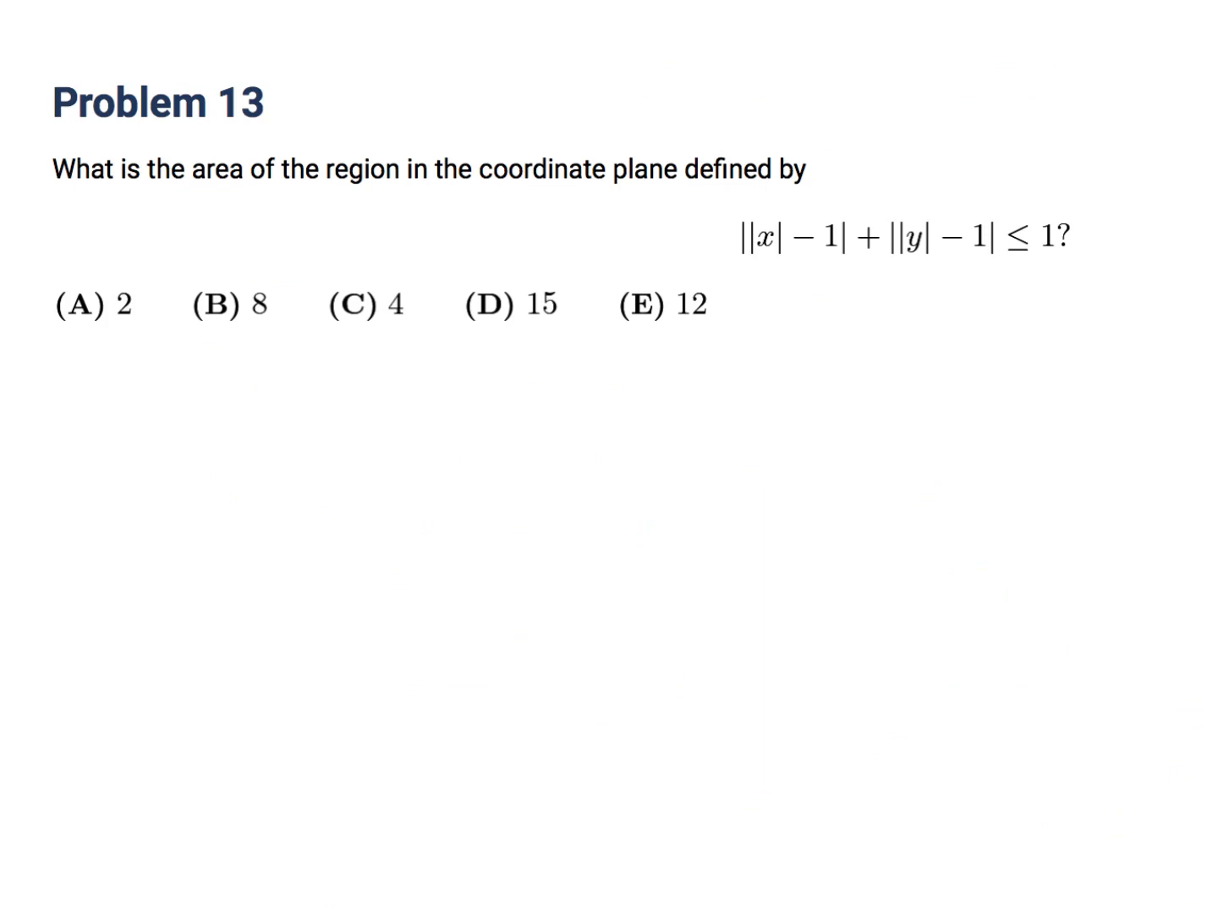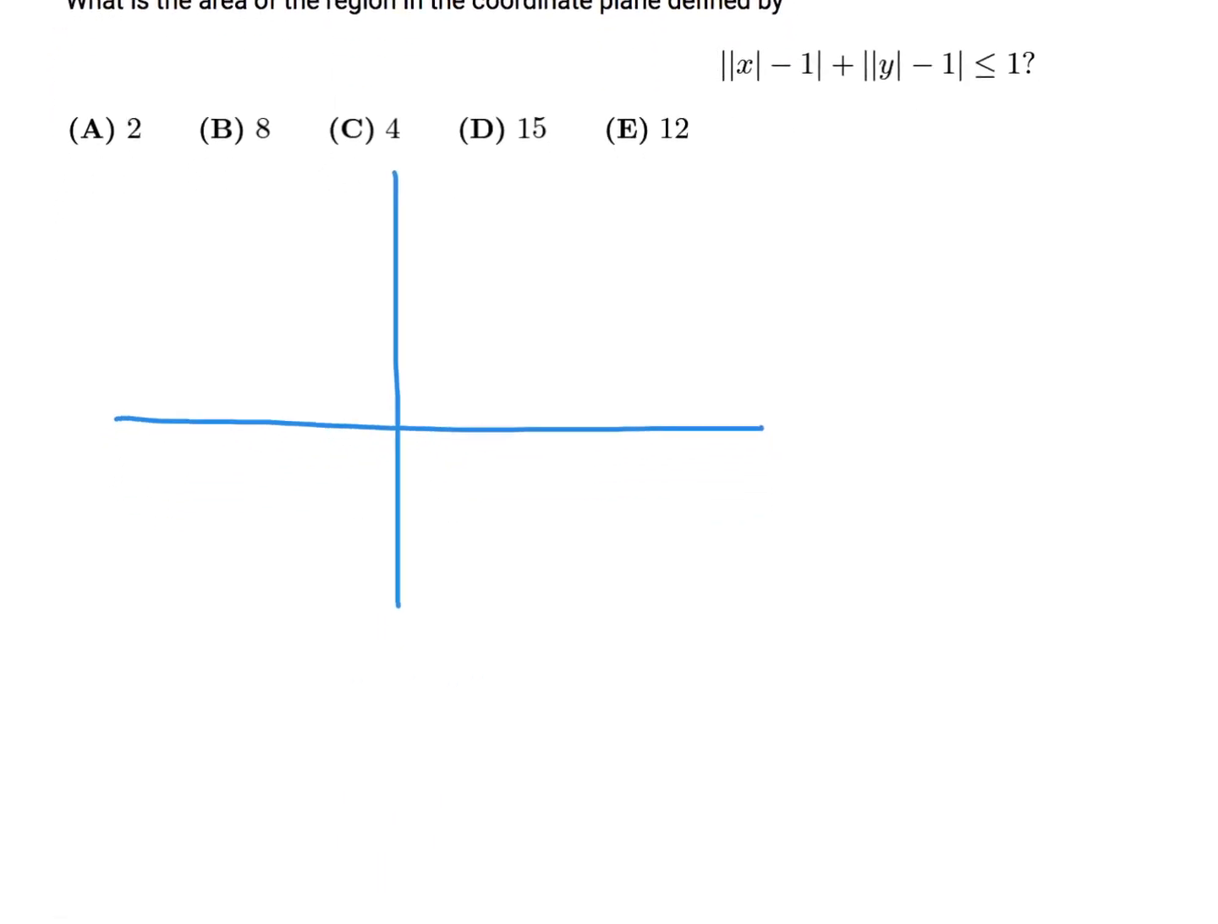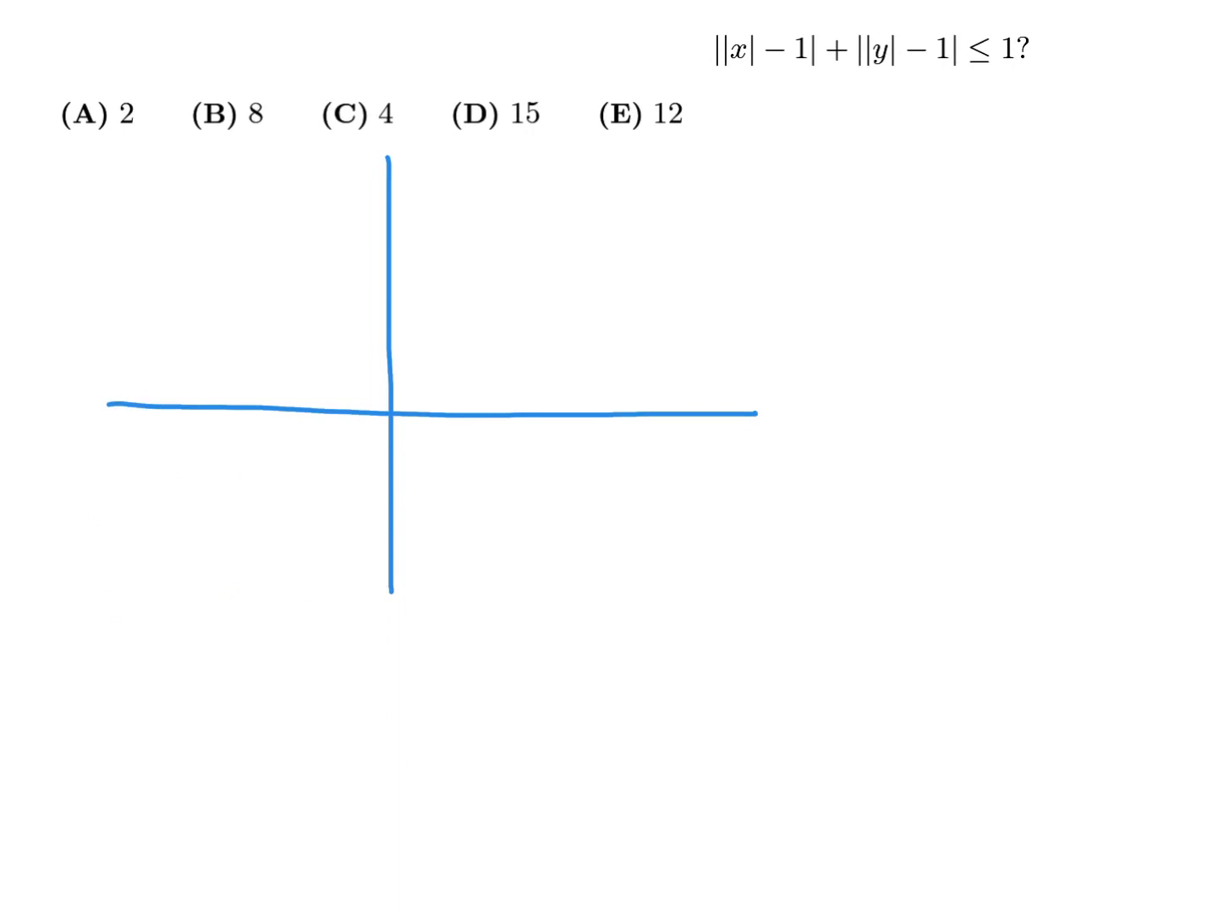What is the area of the region in the coordinate plane defined by the absolute value of x minus 1 plus the absolute value of y minus 1 is less than or equal to 1? Okay. Well, we are going to unfortunately have to graph this.